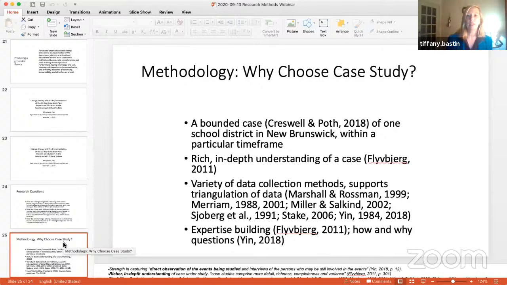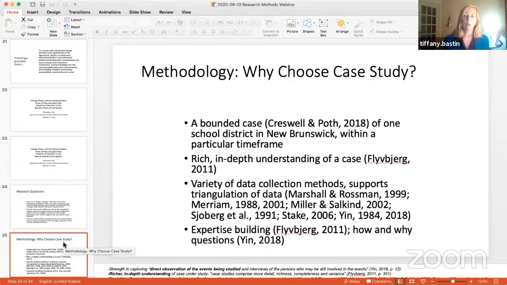I used a variety of data collection methods, as Nancy discussed as well. And this was important in order to triangulate the data. So make sure that I wasn't drawing conclusions from just one source, but I was actually looking across a number of ways to examine information and then determine what were the key ideas or themes coming from that.